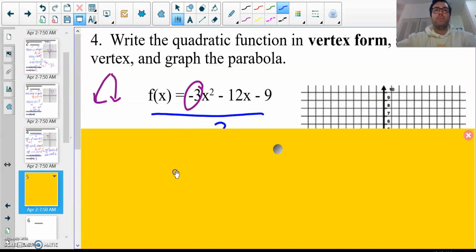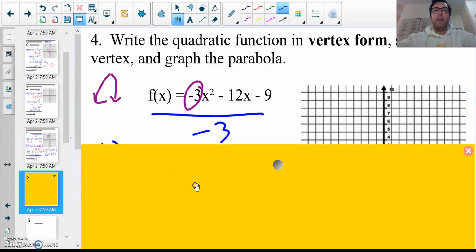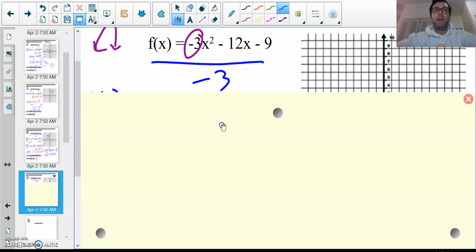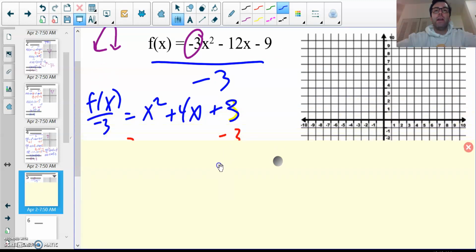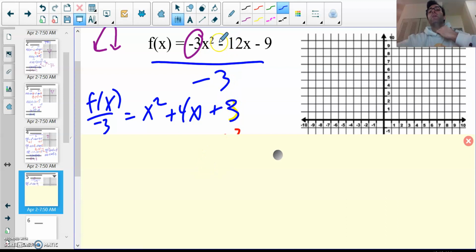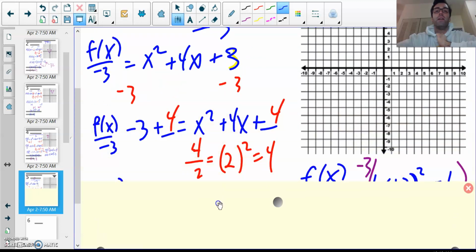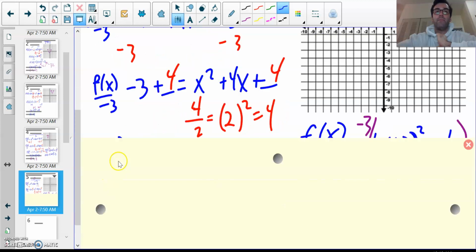Alright, so here we go. Remember I said to get rid of that negative 3, so I divide the negative 3 out first. Next, I want to move this positive 3 to the other side. Be careful with your signs here. Negative 12 divided by negative 3 is positive 4. Negative 9 divided by negative 3 is positive 3. Move the 3 to the other side, and then complete the square. Half of b is 2. 2 squared is 4.